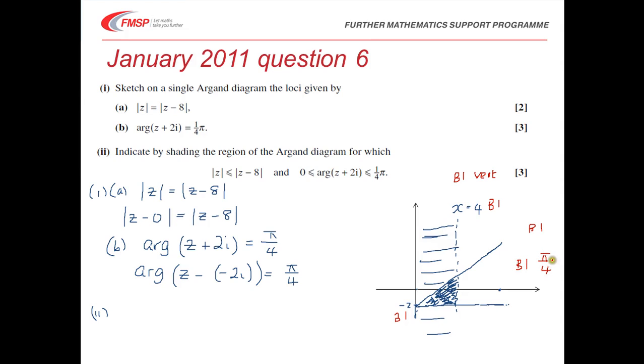And then in terms of the shaded bit, you got 1 mark if it was to the left of the line x equals 4, and 1 mark if it was below the line arg z plus 2i is equal to pi/4, and then 1 mark if it was above the horizontal. So there were 3 marks in total for that, getting it correct.